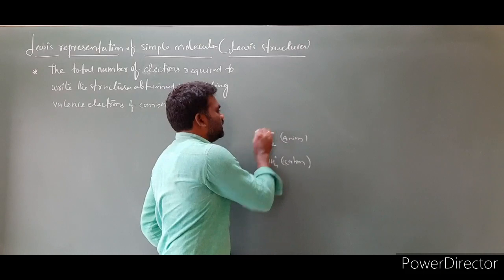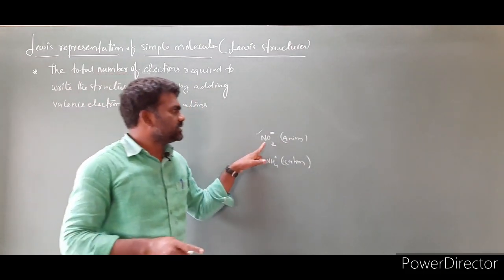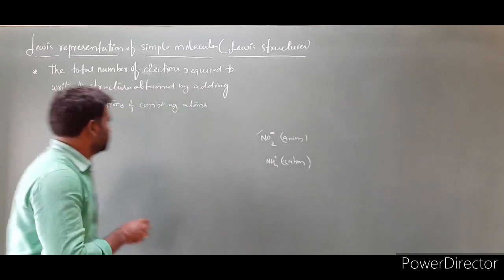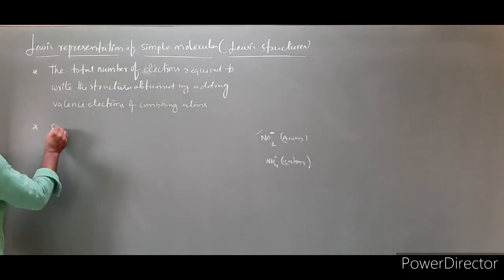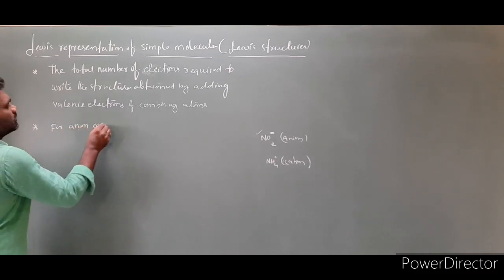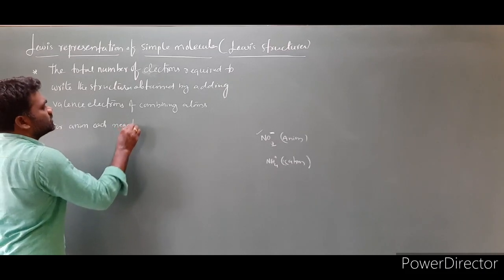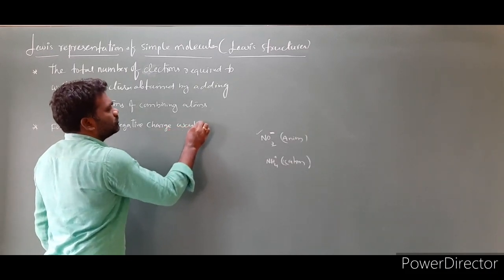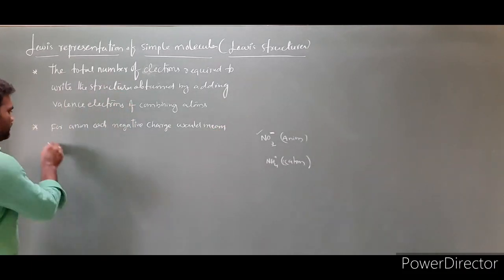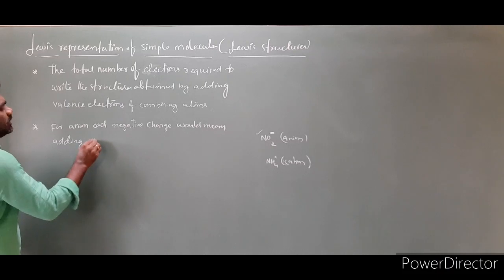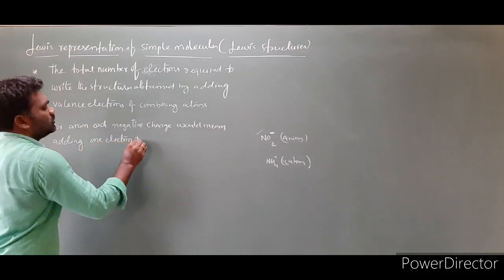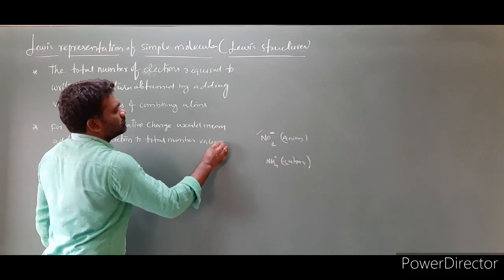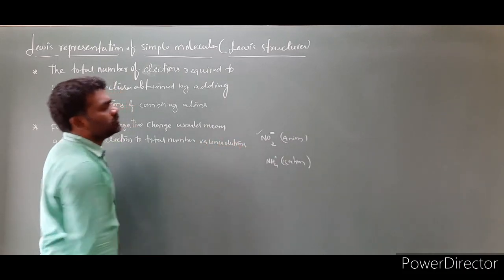So first let us write the sentence regarding the negative charge ion. For anion, each negative charge would mean adding one electron to the total number of valence electrons.